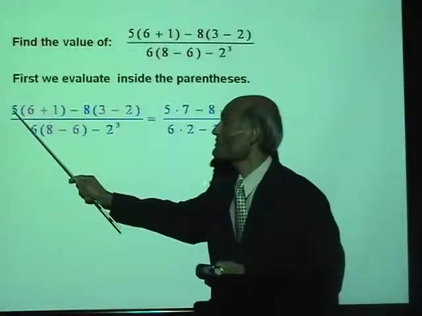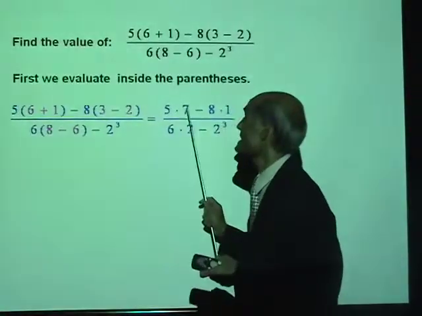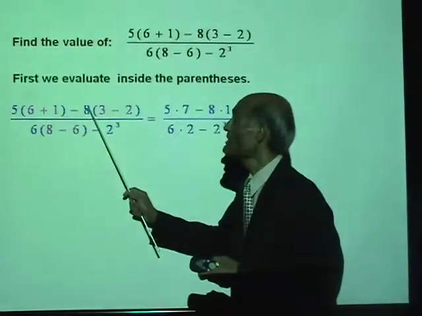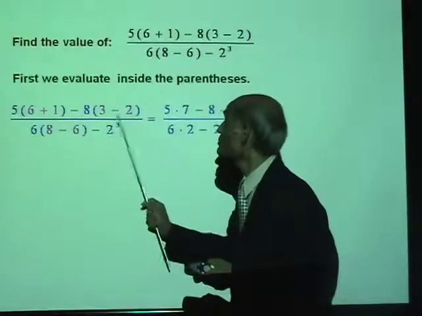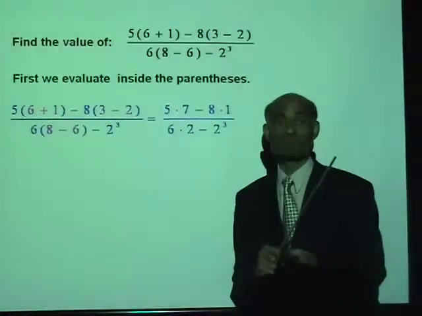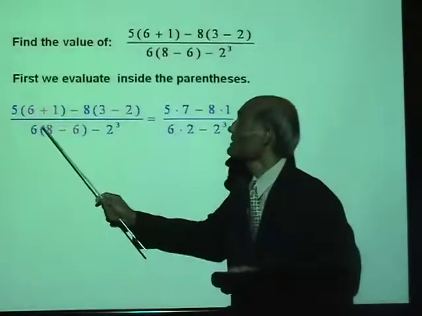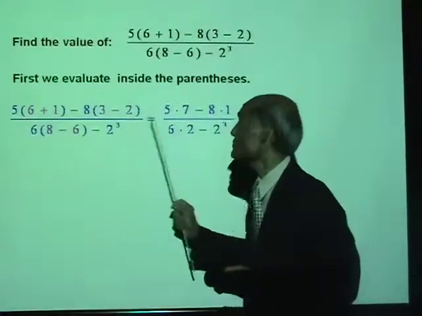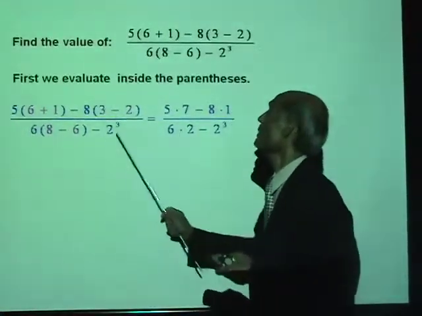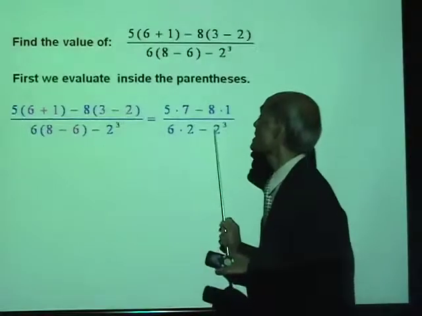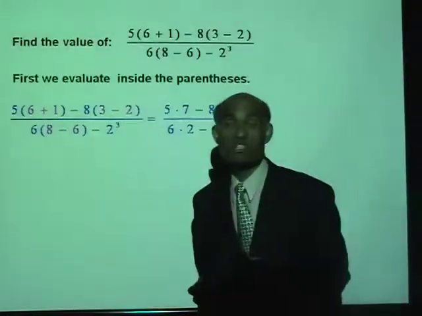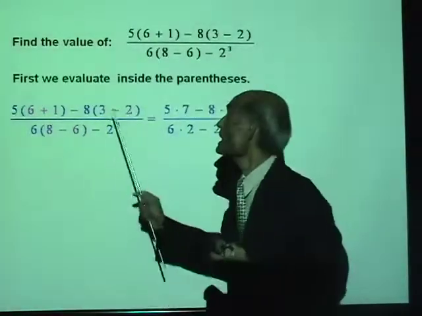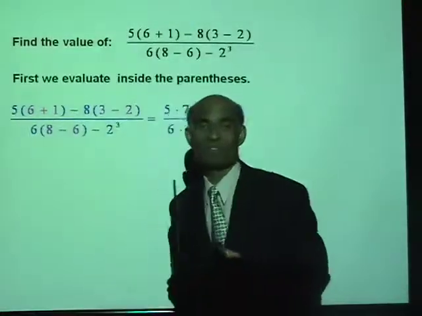It becomes 5 times 6 plus 1 is 7. That becomes 5 times 7 minus 8 times 3 minus 2 is 1. So that is 8 times 1, all over 6 times 8 minus 6. 8 minus 6 is 2. So that is 6 times 2 minus 2 raised to the power of 3. So what we have achieved in the first step is we evaluated the quantities inside the parentheses.